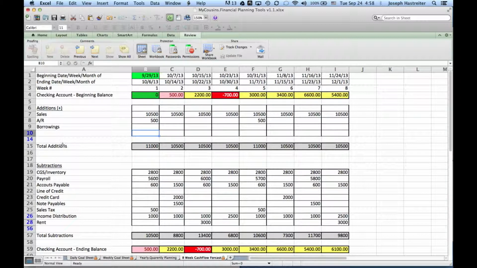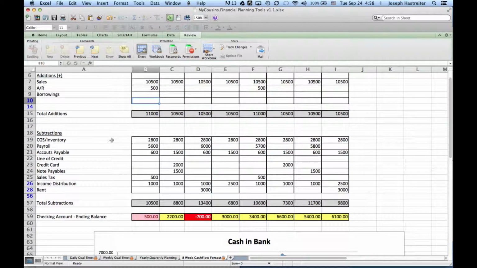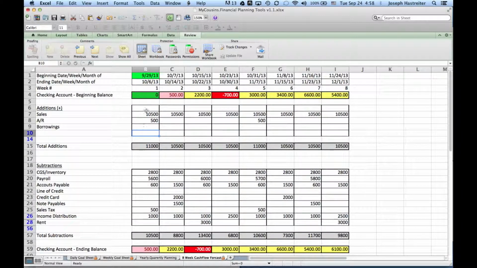So then we're going to have total additions, and you're going to see we have total additions of $11,000 in week 1. So our deposits were $11,000, because that's really what you're looking at: what's going to be deposited into the bank that week, and then in weeks 2 and 3 and so on.